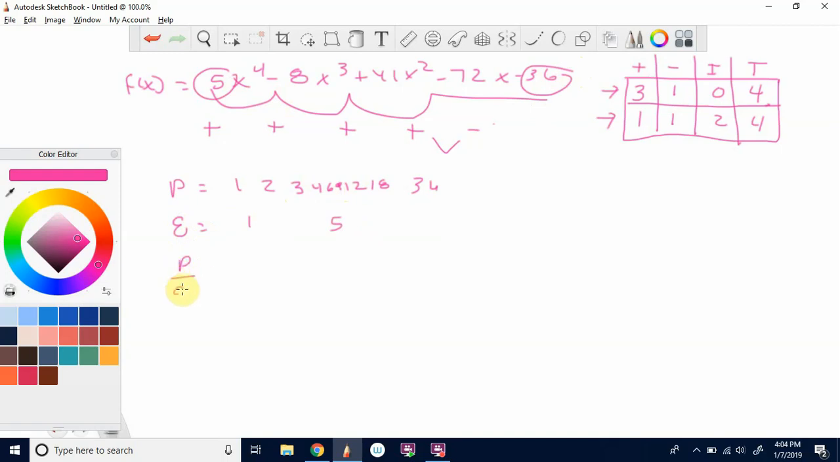So now we have to do P over Q, all our possibilities. So remember, they're plus or minus 1, 2, 3, 4, 6, 9, 12, 18, 36. Then you have 1/5, 2/5, 3/5, 4/5, 6/5, 9/5, 12/5, 18/5, and 36/5. All right.